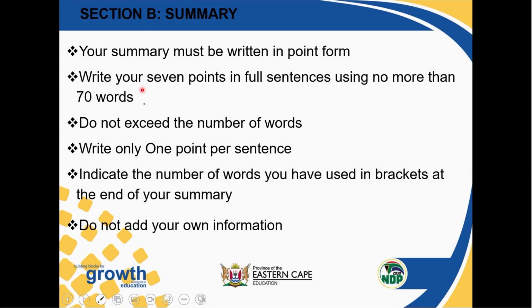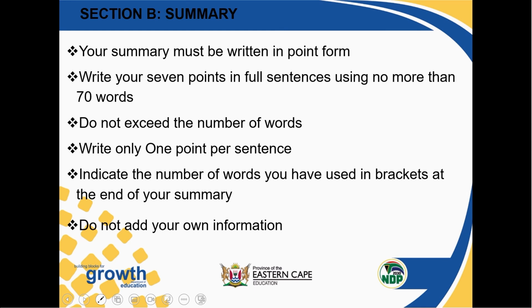Right. Write your 7 points in full sentences using no more than 70 words. Please do not exceed the number of words. Now, with summary writing, you are expected to write a maximum of 70 words. Do not exceed, because you see what the markers do? If you exceed the 70 words, they won't read anything that is beyond 70 words. So your summary should be within 70 words. It can be less than 70, but you should not exceed 70 words.